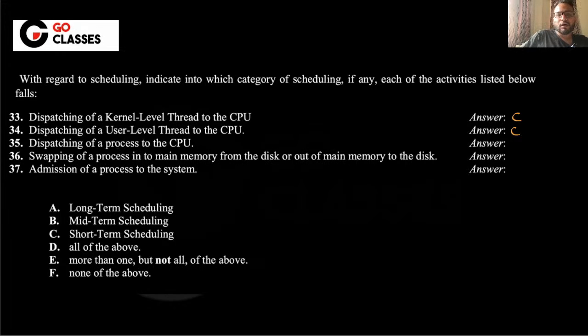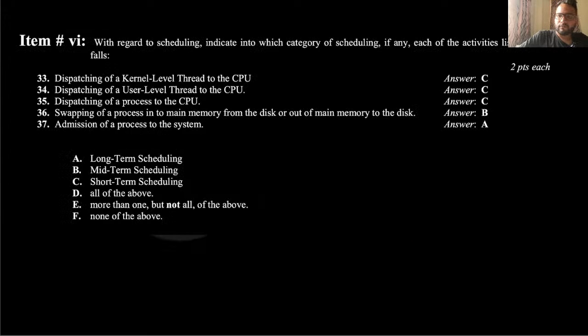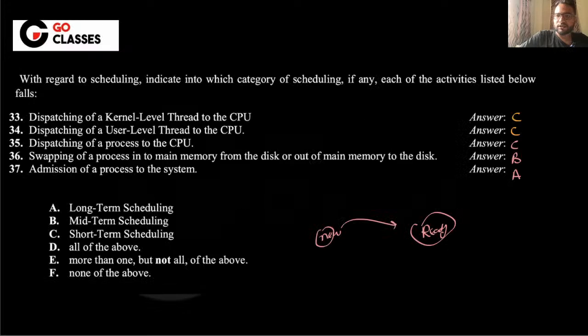Dispatching or scheduling of a process to the CPU, even if it is a process, is done by the short term scheduler. Swapping out a process from main memory to the disk, swapping in or swapping out, is done by the medium term scheduler, so that way it is B. Admission of the process to the system, which means from new to ready, who does this? That is done by the long term scheduler, right? So that's why A is the correct answer here. Yeah, CCCBA. Okay.